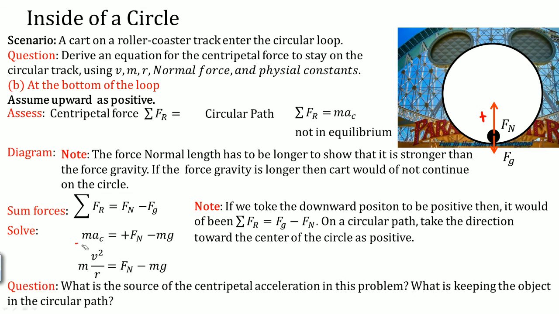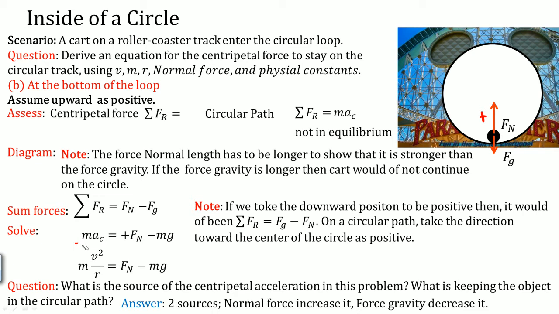Now the question we'll always ask: what is the source of the centripetal acceleration in this problem? What keeps this object in its circular motion? We would say that there are two forces. One is the force normal, which increases it. Then we have force gravity that decreases it.